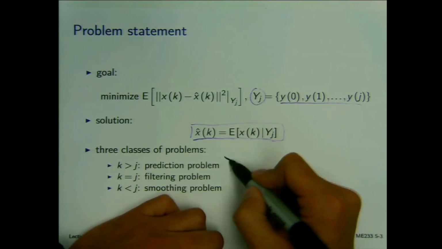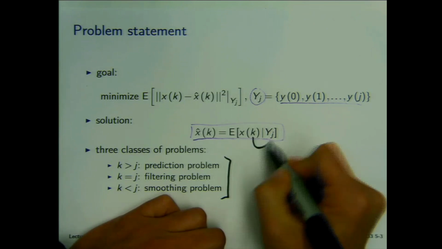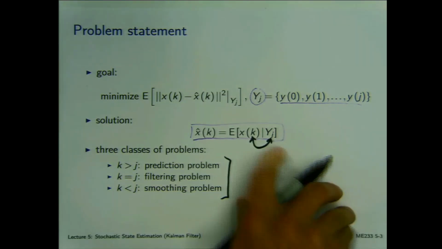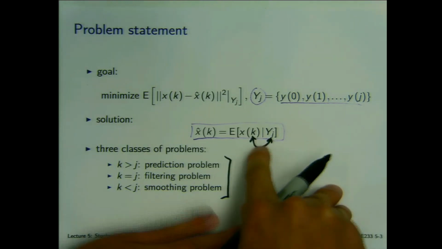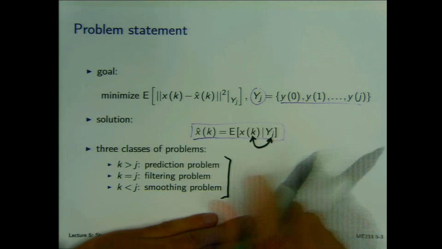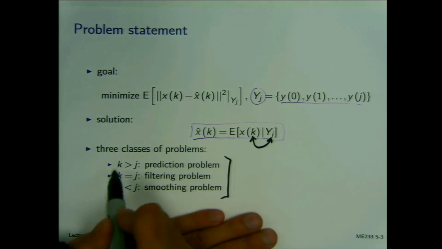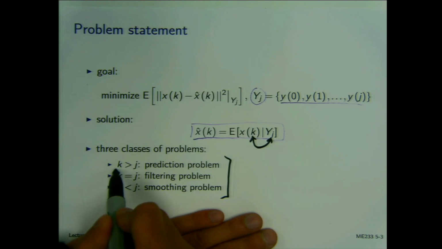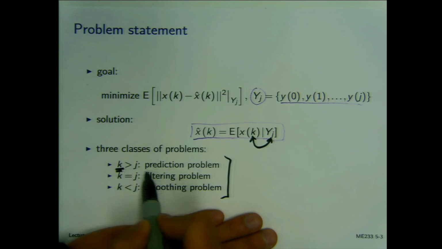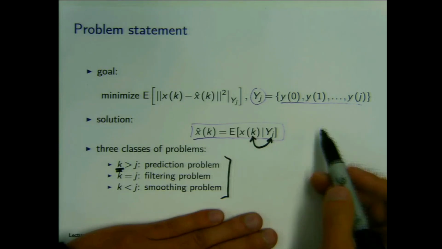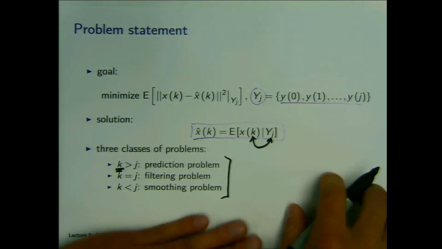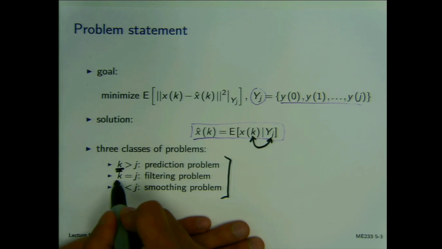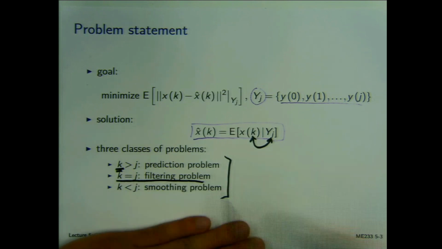As you have seen, I didn't say how k and j are related to each other. Imagine we have j measurements, but we are estimating a future state, so k is larger than j. This is called a prediction problem. We are predicting the future state using measurements from 0 to j. This is just notation: if k equals j, then it's called a filtering problem.